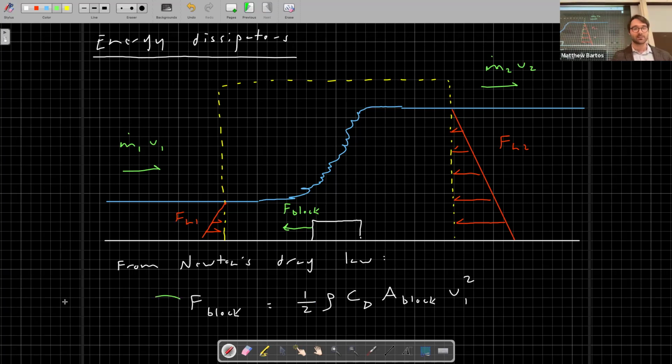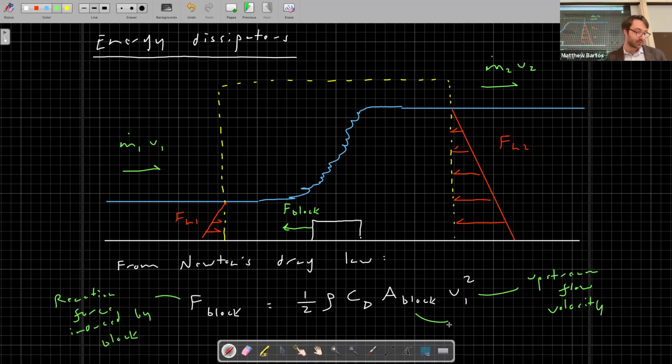So again, F block, this is the reaction force induced by the block. U is our upstream flow velocity. This is the cross-sectional area of the block. And this is our drag coefficient.